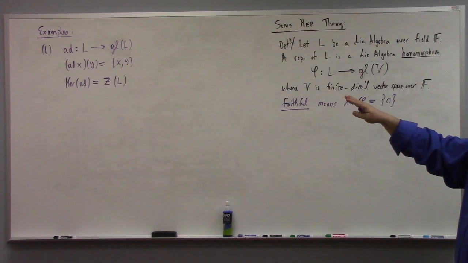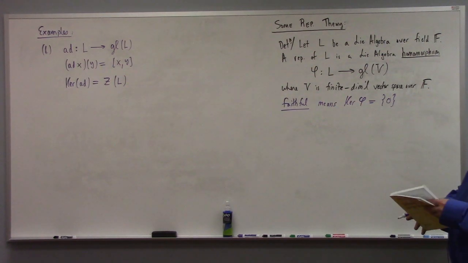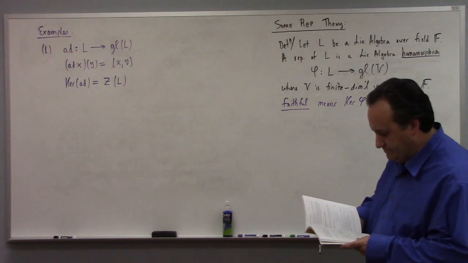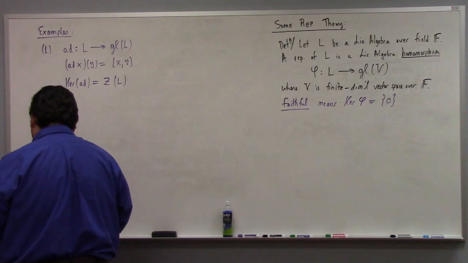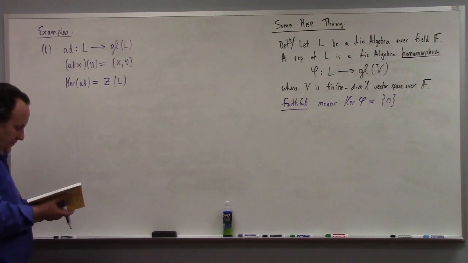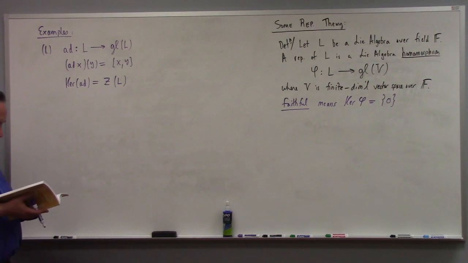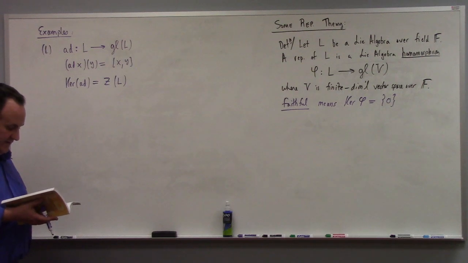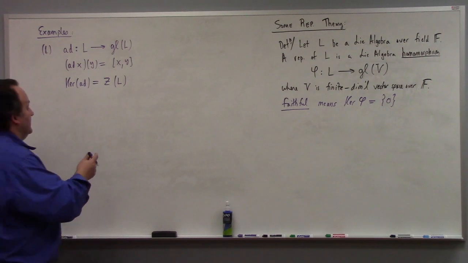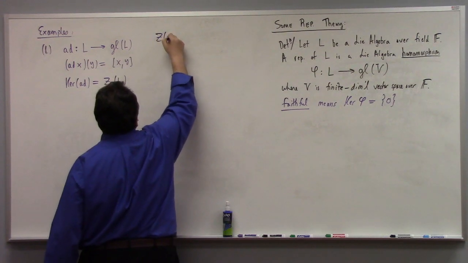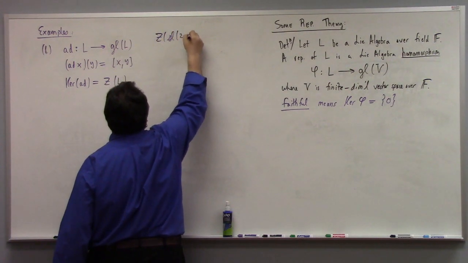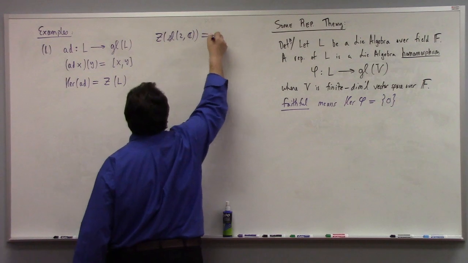is trivial, right? And he says, hence the adjoint representation is faithful precisely when the center of L is 0. For example, this happens when we're looking at SL2C. So the center of SL2C is equal to 0.